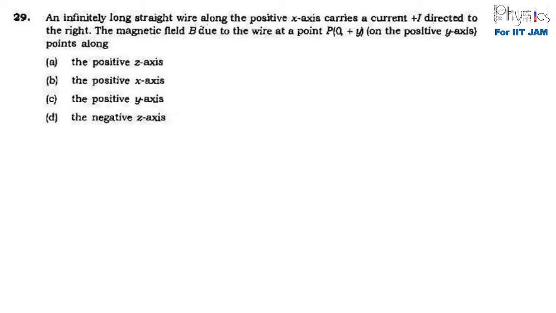An infinitely long straight wire along the positive x-axis carries a current plus I directed to the right. The magnetic field B due to the wire at a point P located at 0, plus y on the positive y-axis points along option A, the positive z-axis, option B, the positive x-axis, option C, the positive y-axis, and option D, the negative z-axis.